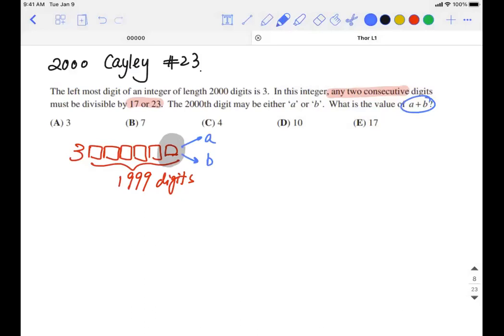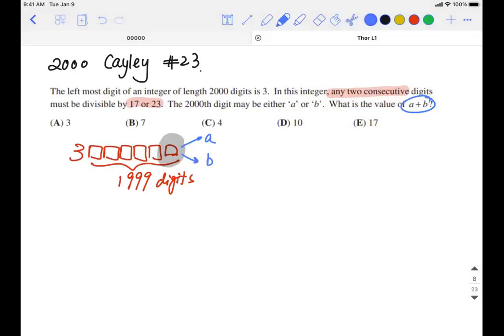Of course, you need to get the value for A, get a value for B, and then add them together. Okay, how can we do such a problem? We have a long number. There are 2000 digits, and the leftmost digit is 3. Then you have 1999 digits that you really have no idea what they are. The question says any two consecutive digits must be divisible by either 17 or 23. If you construct such a number all the way, tell me the last digit. The question tells you this up front: the last digit has two conditions, either A or B. So tell me the sum of these two.